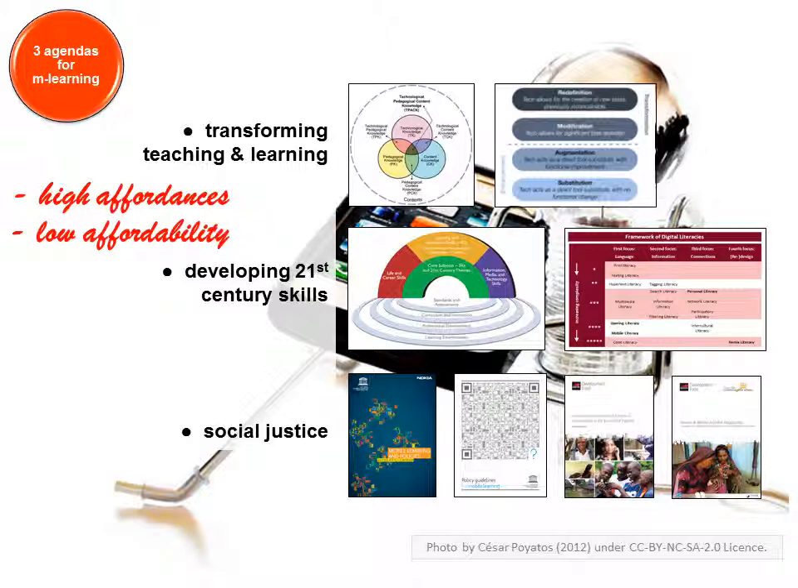At the other end of the continuum, when it comes to social justice, it's all about a high level of affordability, and therefore the devices involved will have a relatively low level of affordances. So once again, we see that there is a fundamental tension in the field of mobile learning between affordability and affordances.